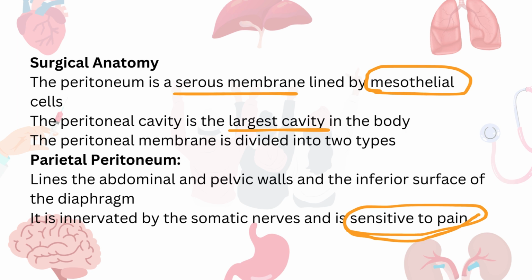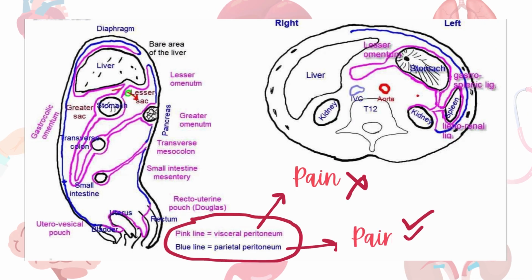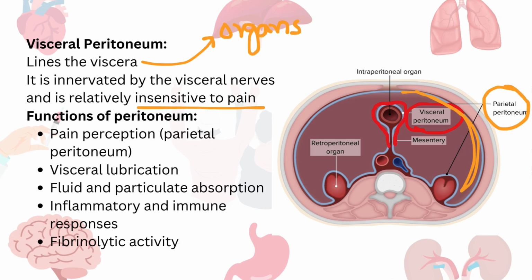As the names themselves suggest, the parietal peritoneum lines the abdominal and pelvic walls and the inferior surface of the diaphragm, and it is innervated by the somatic nerves, and it is sensitive to pain. It means whenever the parietal peritoneum gets irritated, you will experience abdominal pain. Now, the visceral peritoneum is the layer of the peritoneum which lines the viscera. It is innervated by the visceral nerves and is relatively insensitive to pain.